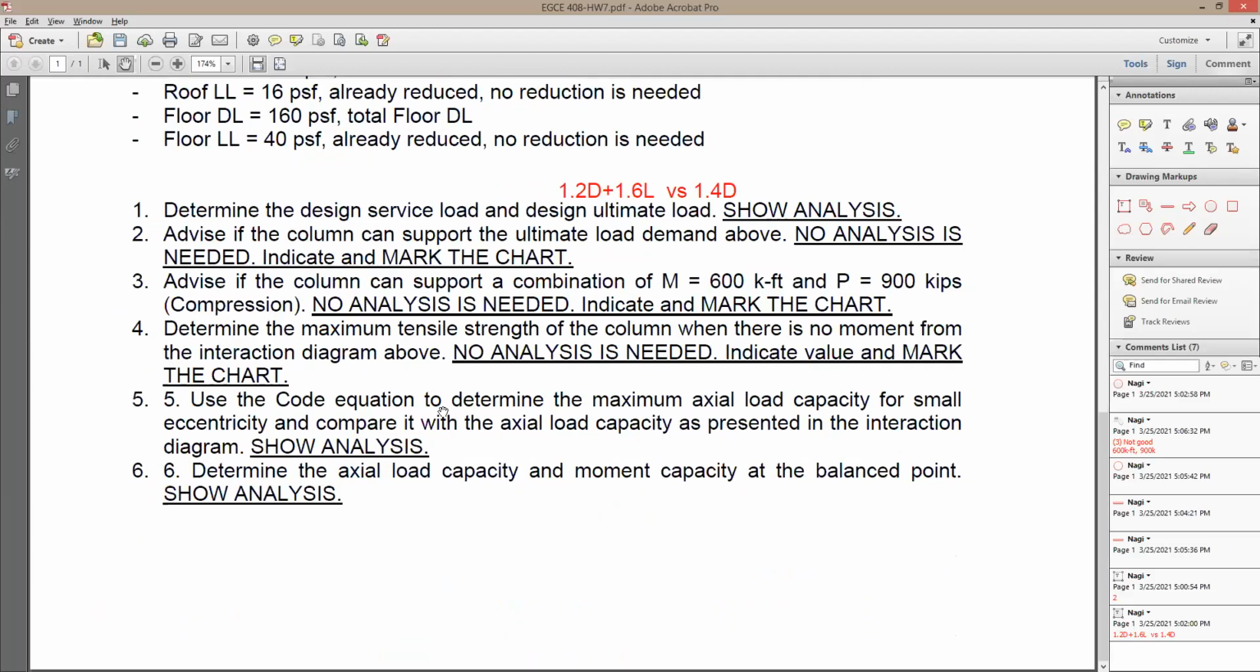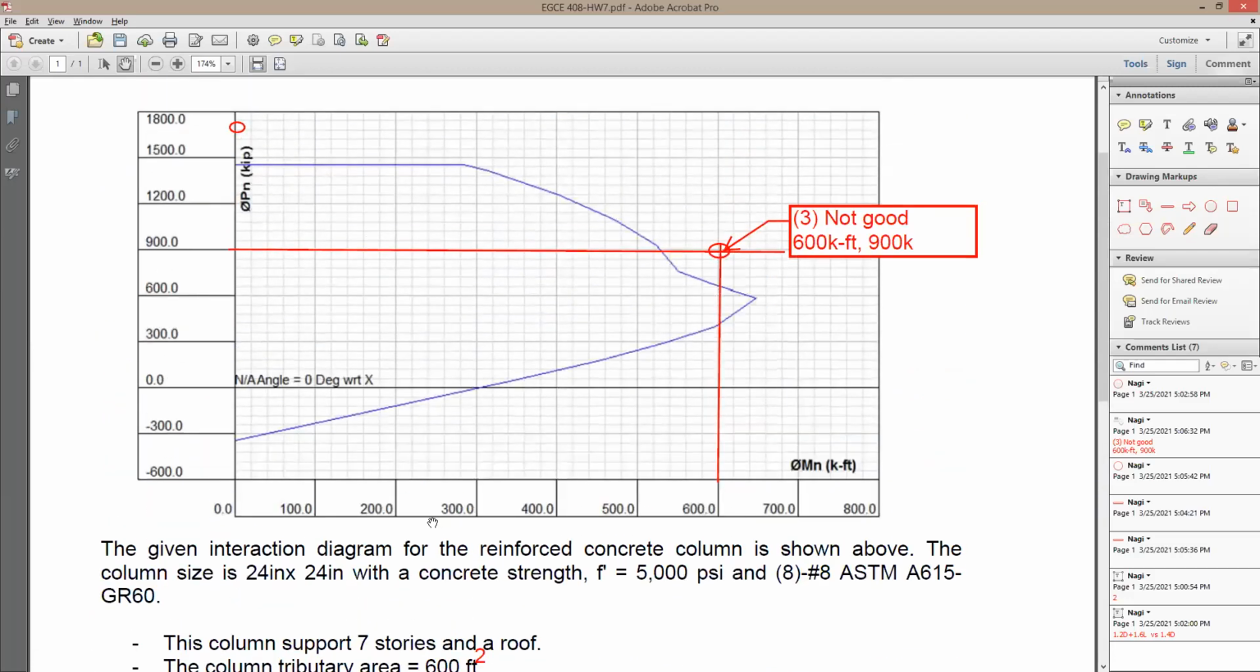The rest of the problem is going to be so simple because I have, look at this, maximum tensile strength of the column with no moment from the interaction diagram above, no analysis needed. Which point am I talking about here? Can someone tell me where I should go? Is it this point? Yes? No? This point here? Is this a point with no moment? No. This point here is maximum moment, right? This can be like when you have no axial load. This can be the point.